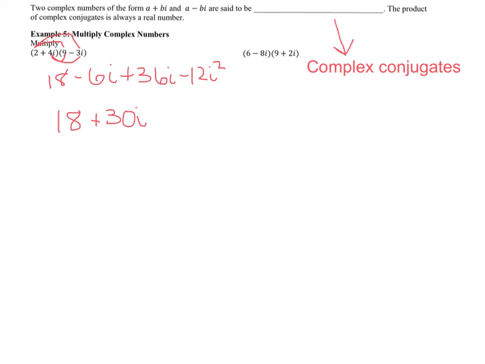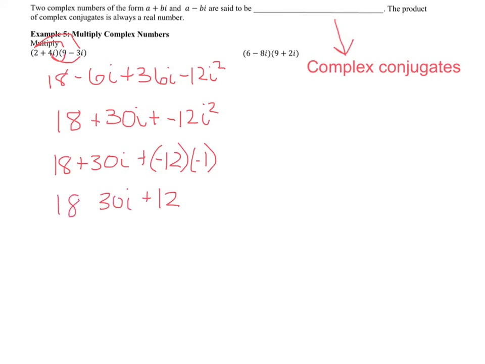plus negative 12i squared, or minus 12i squared. Either way is fine. But now since we have that i squared, we know we can simplify that, so we'll go ahead and do that. So we're going to have plus negative 12 times negative 1, because i squared is equal to negative 1. Negative 12 times negative 1 is positive 12. And now we can go ahead and combine like terms again, because we can combine 18 plus 12, which will give us 30. So 30 plus 30i is my final answer.